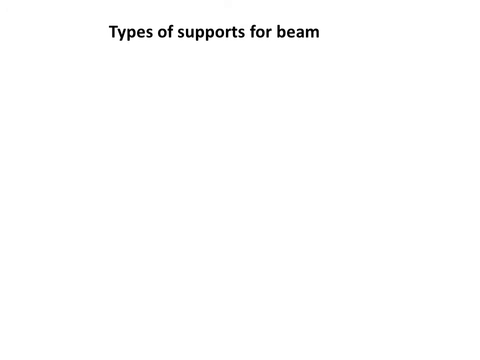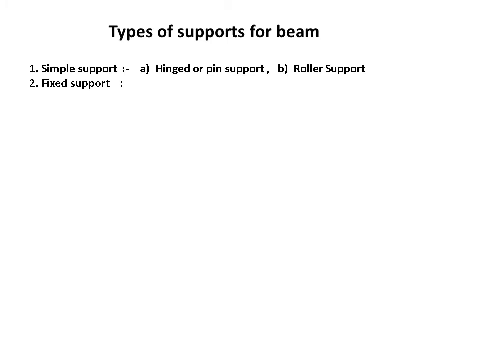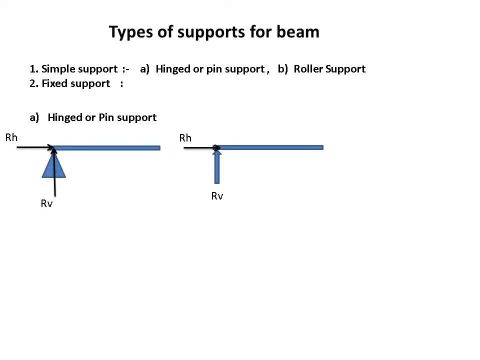Let us start with types of supports for the beam. So the supports can broadly be classified into two categories, simple support and fixed support. But further this simple support can be a hinged or pin support, and the second one is a roller support. So let us see the first example, hinged or pin support.